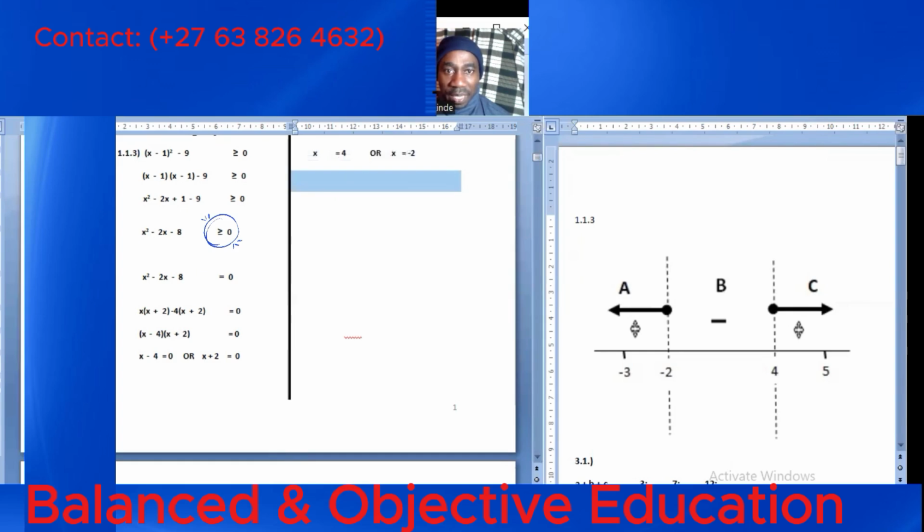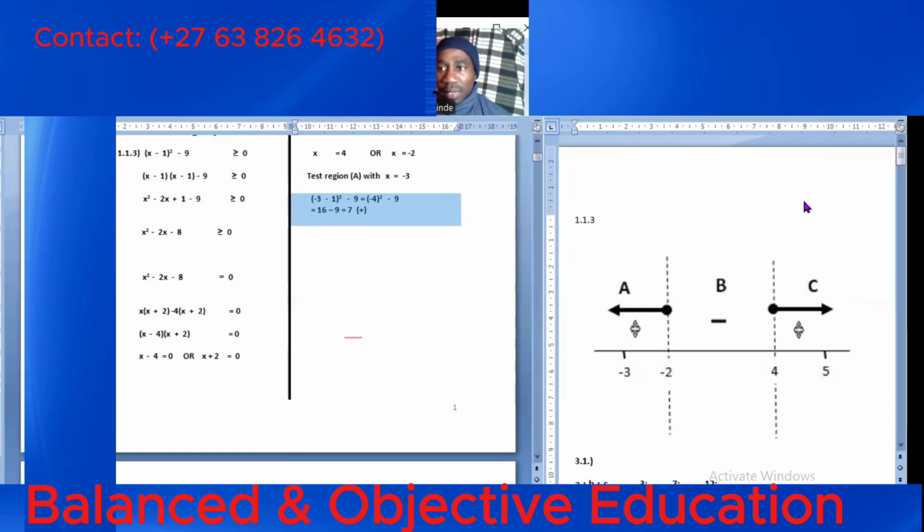The first region we'll be testing is region A, and we'll be testing region A with -3, since -3 is to the left of -2. So if we test with -3, let's see what we have. If you substitute -3 into this original equation, you can also substitute it into this, you will have the same result. So if you substitute x equals -3 here, you will have +7. So that is the reason I put this positive sign here. So it means that the inequality will be positive for all values of x less than -2.